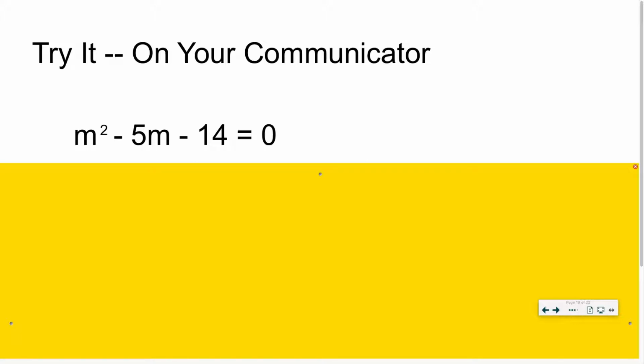So here is our quadratic. We have m squared minus 5m minus 14 equals 0. How will we solve that quadratic, finding the points of intersection from start to finish? Do it in your notebook. You're just going to do it.